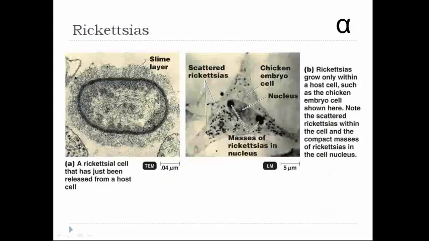Okay, so here's what rickettsias look like. So here's one of their cells, and on the outside they have a slime layer. This slime layer allows them to survive outside of a host cell until they can get back into a host cell where they actually can grow. They can only grow in a host cell. So here is the nucleus, and then all of these dark spots are actually the rickettsias.